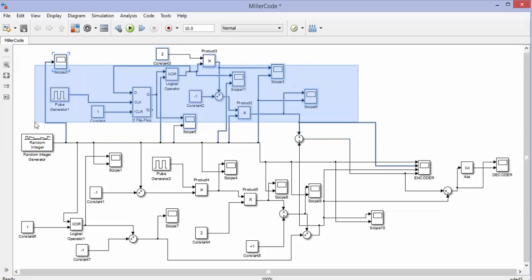First of all, we need a random integer generator. This is the one that we work with, and this is the zero. We work on the encoder and decoder. First, we take XOR between the random integer and the output of this flip flop. For the CLK, we put a pulse generator, and the input of the flip flop is the output of XOR. One for clear to make the value not zero. Multiply by 2, then we add it to minus 1, and the product is the random integer generator.